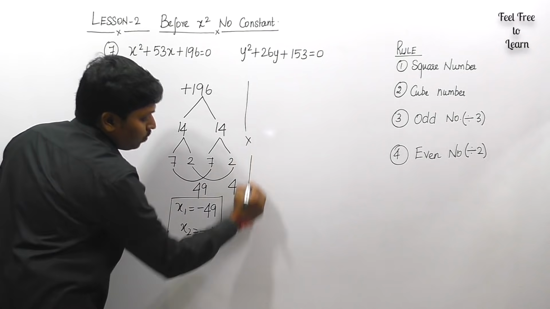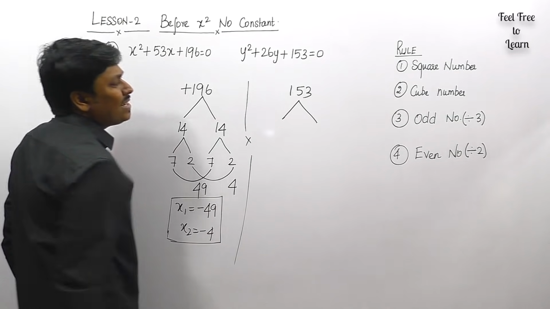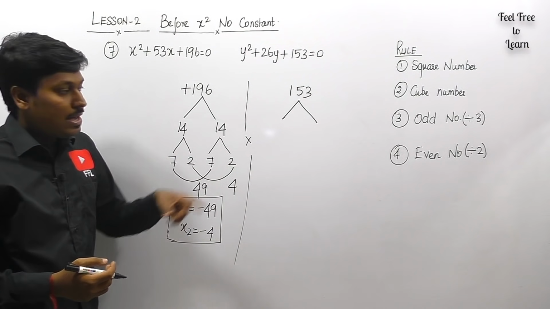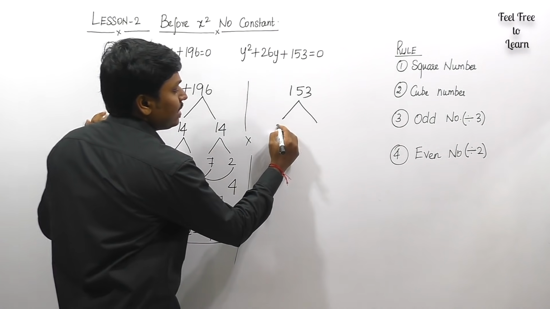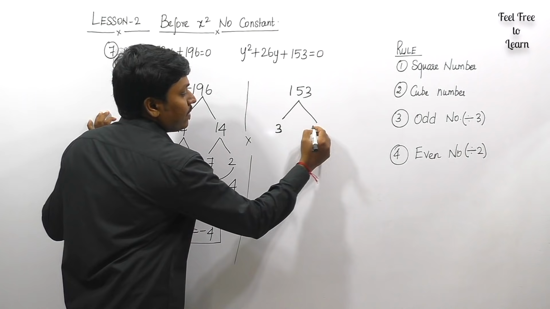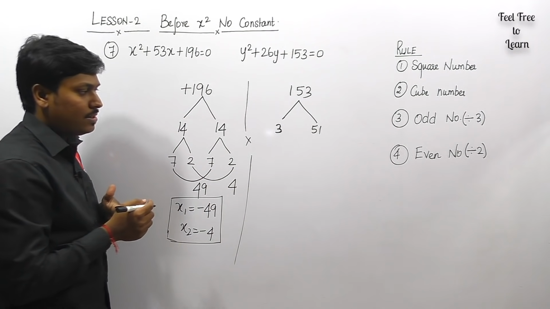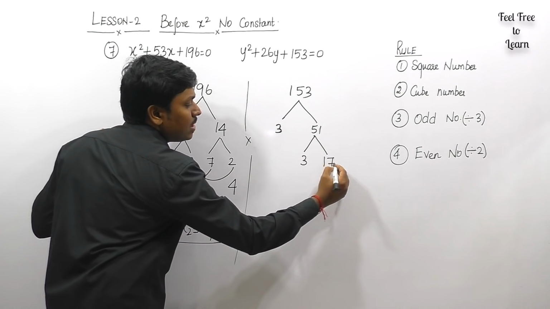So the second expression will be 153. So friends, 153 is not a square number, not a cube number, not an even number, but 153 is an odd number. If it is an odd number, initially we need to divide this by 3. So when we divide this by 3, listen here: 5 3s are 15, 1 3s are 3. So 51 into 3 will be 153. Again 51 can be written as 3 into 17, because 17 into 3 will be 51.